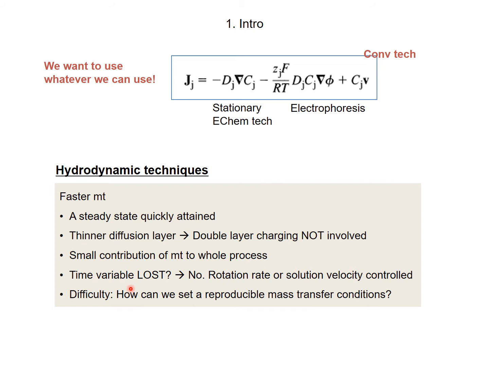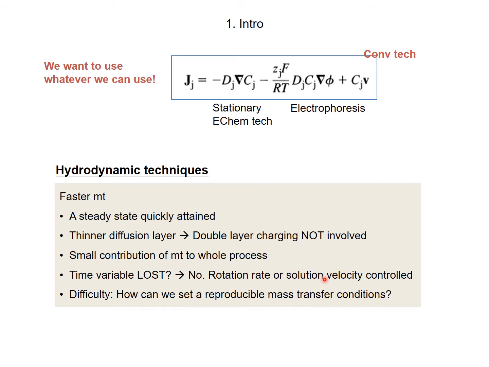My answer is no. Even if we don't have the real time variable, instead of it we could control the rotational rate or solution velocity. So at a higher rotational rate or higher solution velocity, we could experience a change in the electrochemical signals when compared with the situation at a slower rotational rate or solution velocity. So we have a time-like variable, the rotation rate or solution velocity.